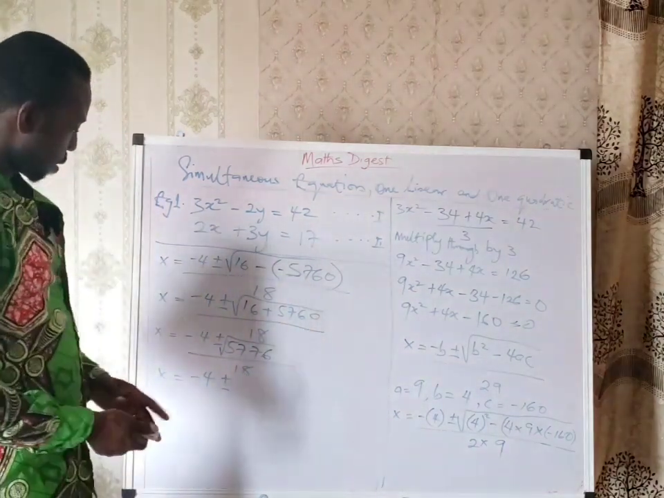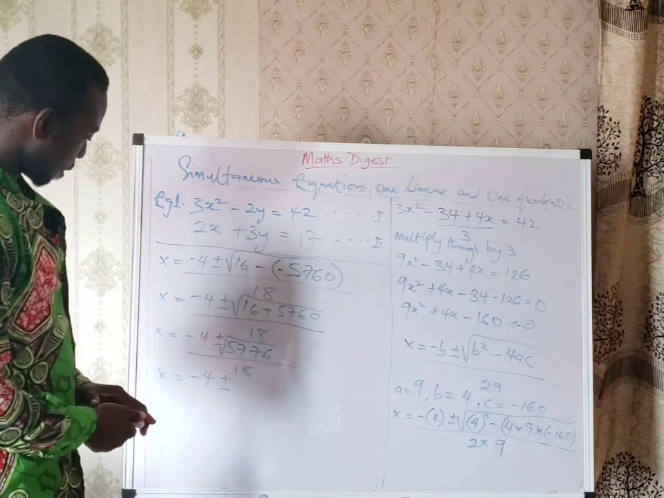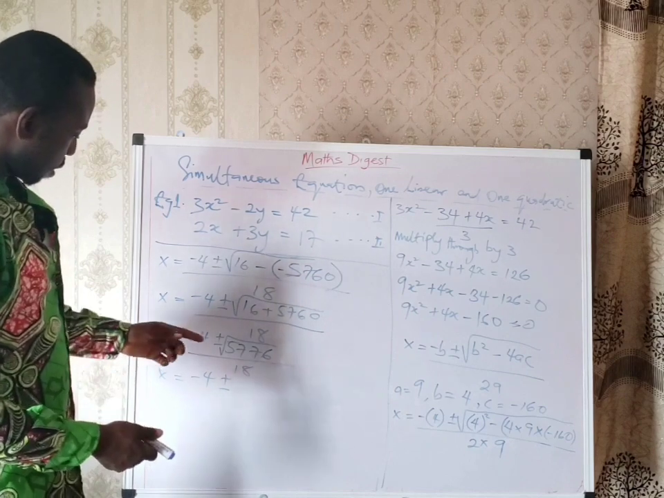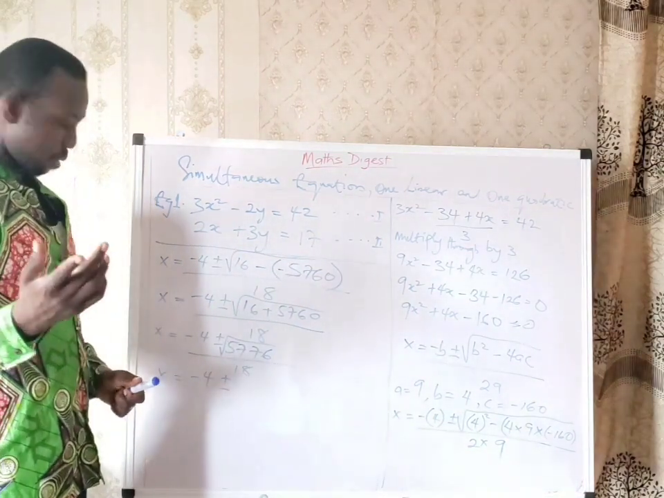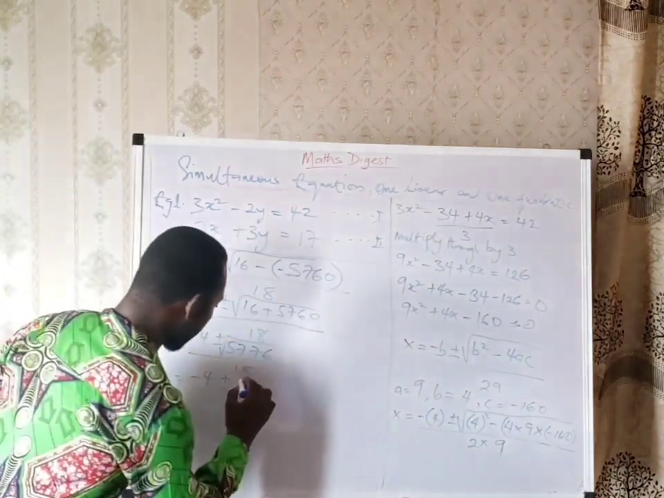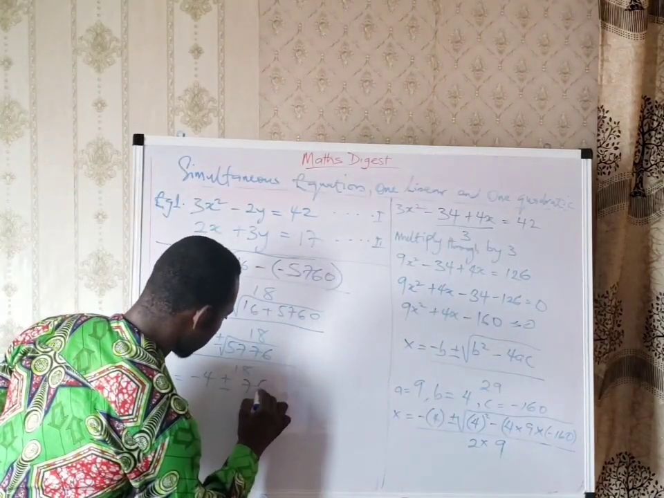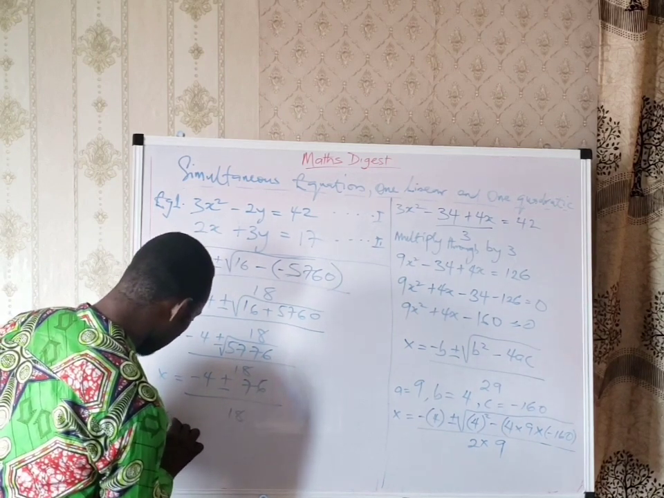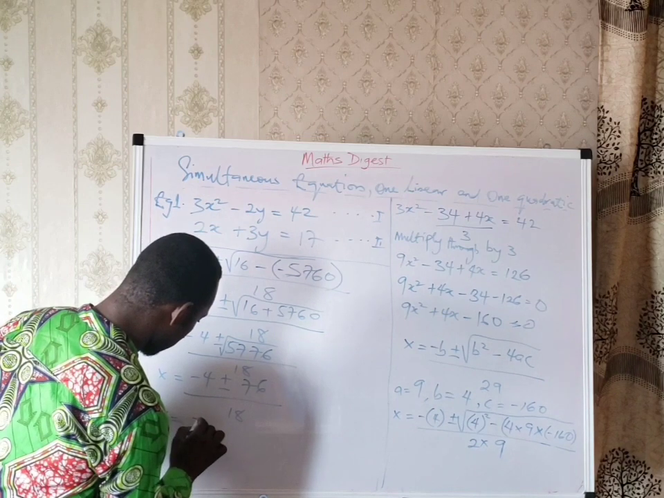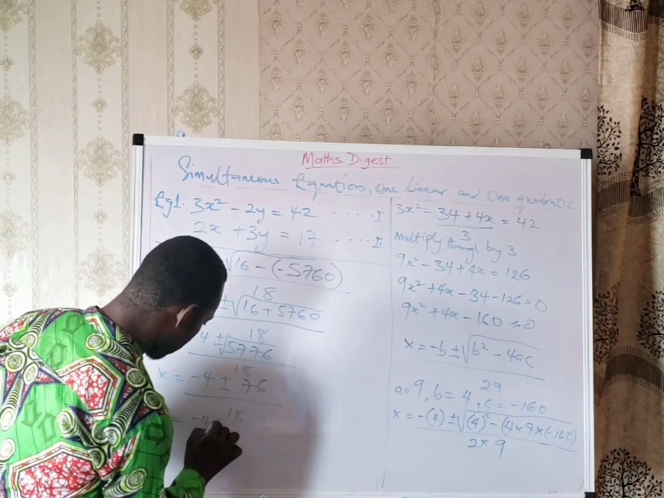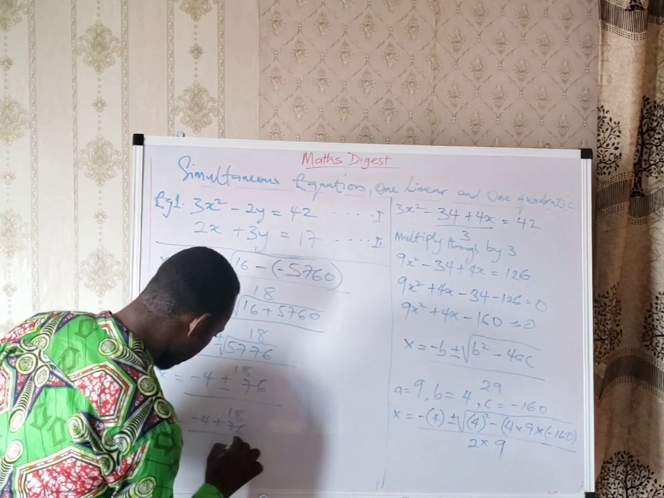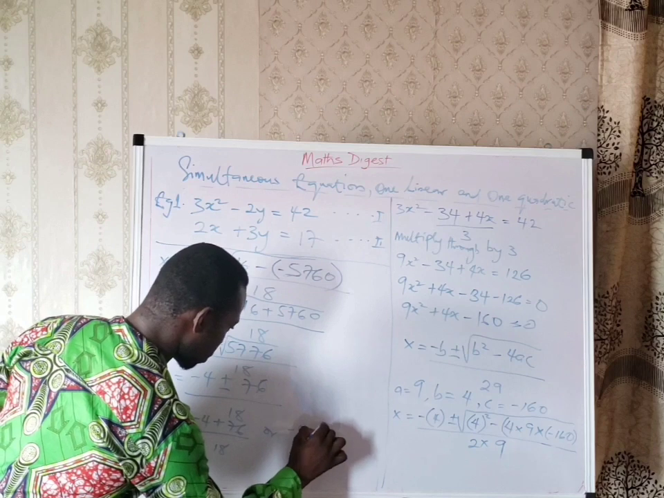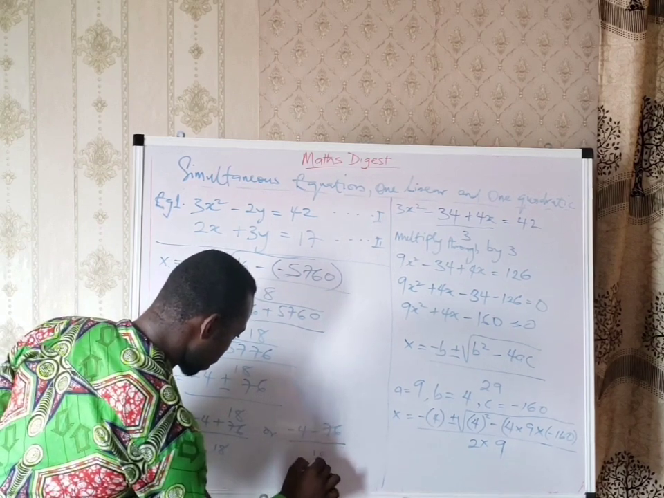If you look at this, this is a perfect square. This should give us 76. Yeah, I believe that is the right answer. So we have 76 all over 18. Now x is equal to minus 4 plus 76 over 18, or minus 4 minus 76 over 18.